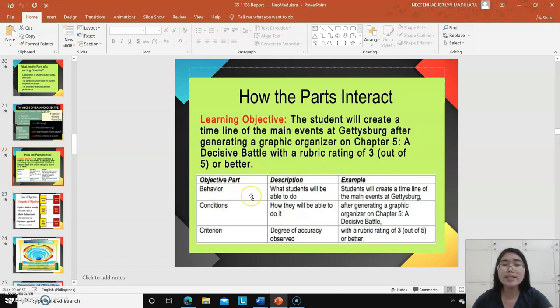So behavior, what students will be able to do. So in this case, students will create a timeline of the main events of Gettysburg. Conditions, how will they be able to do it? After generating a graphic organizer. Criterion, degree of accuracy, observed with a rating rubric of 3 out of 5 or better. So that's the criteria. Okay?